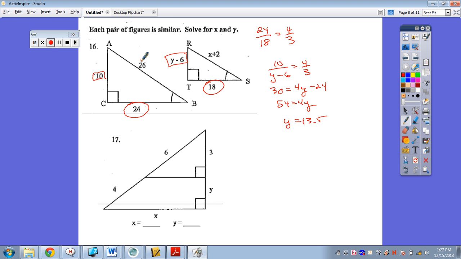You can solve x the same way. 26 is matched up with x plus 2. So 26 over x plus 2 must also equal the similarity ratio of 4 over 3. 26 times 3 is 78, and that needs to be equal to 4x plus 8. Subtract 8 from both sides, you're left with 70 is equal to 4x, and divide by 4, x is equal to 17.5.